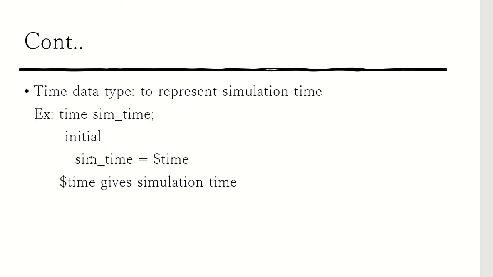Here under the initial block, I'll explain about these blocks in future lectures. Now consider this initial block as a block of statements. In one of the statements, this variable sim_time is assigned as $time. This $time function generally gives the simulation time of that circuit. So to assign simulation time, that variable must be declared as time data type. This data type is generally used only in simulation, not in synthesis.